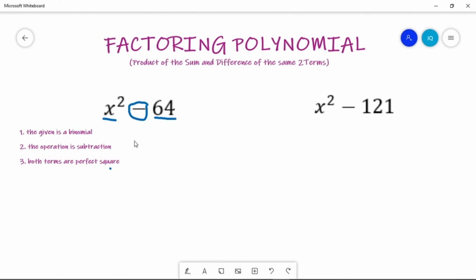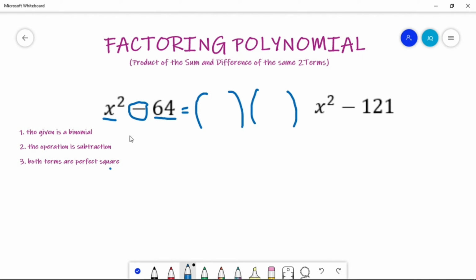So next, what are we going to do? So to factor out, we would get the square root of the first term. Our first term is x squared. So the square root of that is, of x squared is x, and we would write it here. Next is the square root of the second term, which is 64. Square root of 64 is, think of a number that you multiply itself, the result is 64, and that is 8. So 8 times 8 is 64.